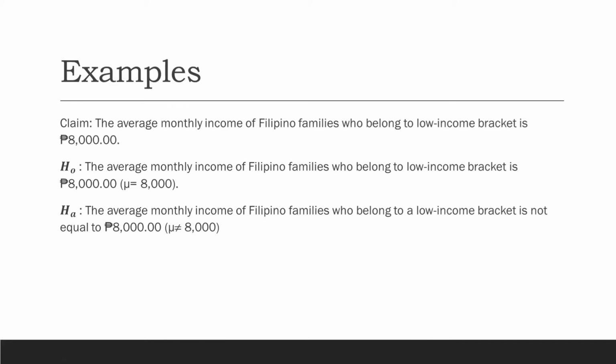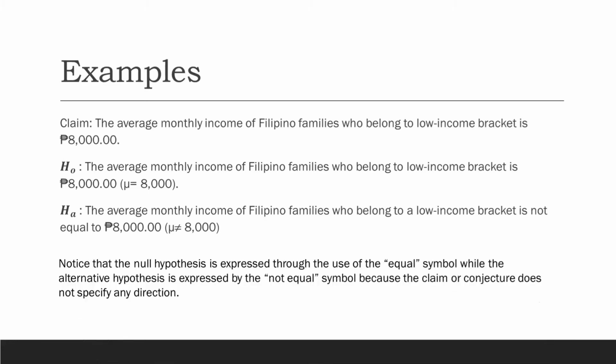So if you see the difference, so the null hypothesis is expressed through the use of equal symbol, while the alternative hypothesis is expressed by not equal symbol because the claim or the conjecture does not specify any direction. So let me give you another example.